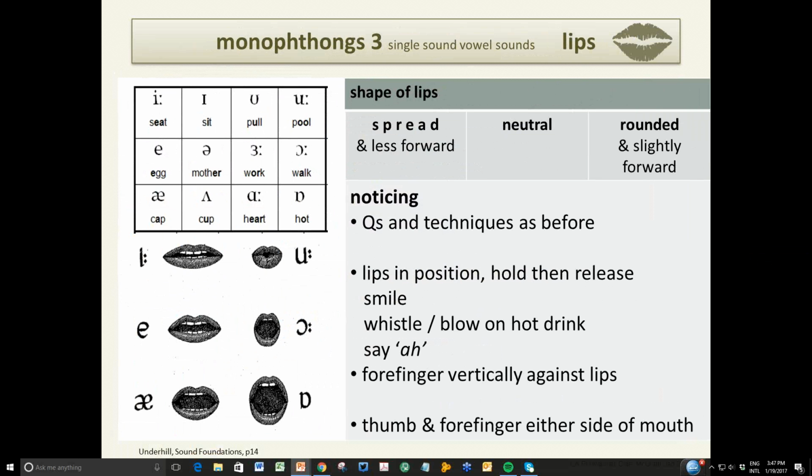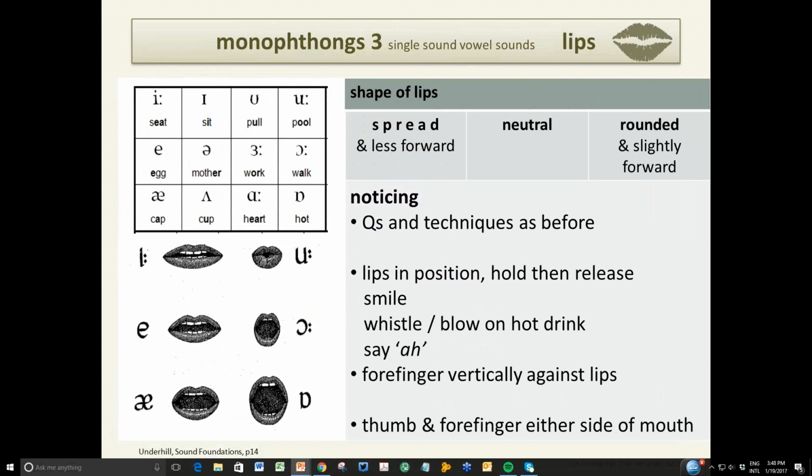So again, using those same techniques, the questions, the matching activities, gestures, for example, putting your forefingers at the corners of your mouth and pulling your fingers away towards your ears to show them the sounds in the first column where their lips are quite spread. So all of those ones in the first column are quite spread, towards the back becoming rounded and pursed slightly forward.